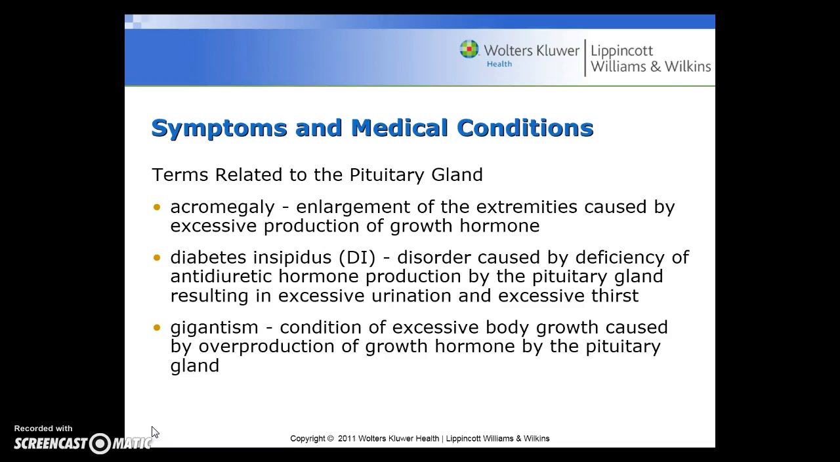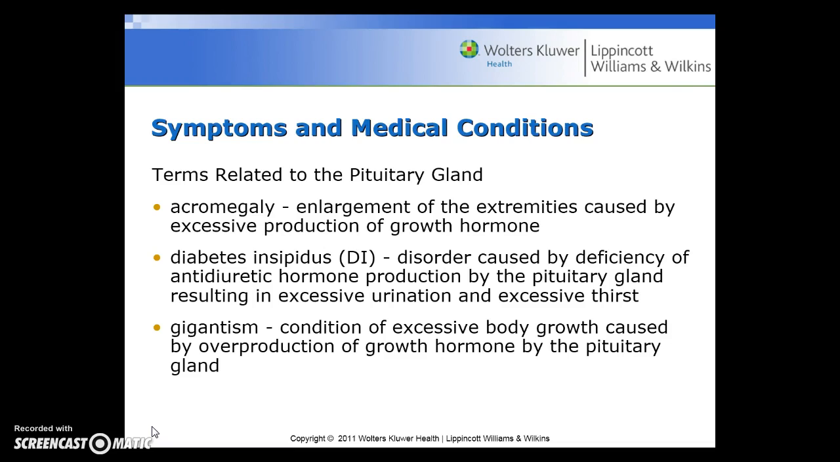Terms related to the pituitary gland include acromegaly, and that's the enlargement of the extremities caused by excessive production of growth hormone. Diabetes insipidus, or DI, is the disorder caused by the deficiency of an antidiuretic hormone produced by the pituitary gland, and that results in excessive urination and excessive thirst.